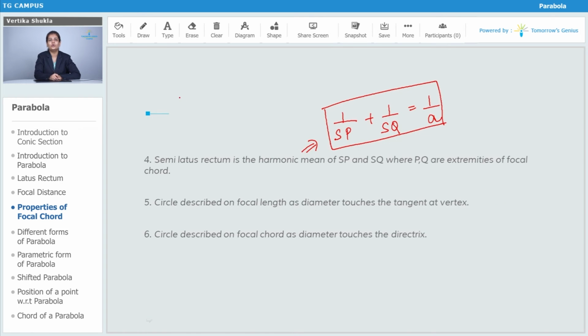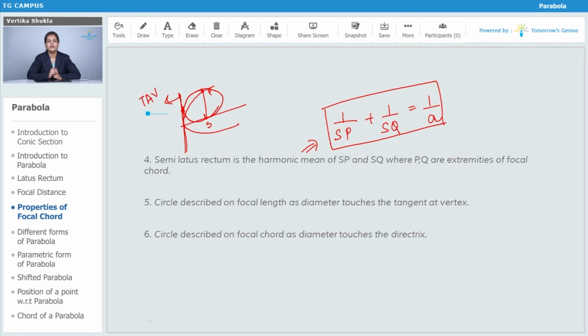I can show you a few things over here. Suppose this is your parabola, then this line is known as the tangent at the vertex. Suppose this is your focus S and this is your point P, then this PS is the focal length. If you take PS as the diameter and draw a circle, then it will definitely touch your tangent at the vertex. That means the tangent at the vertex becomes the tangent to this circle also. This is what the fifth point is saying.